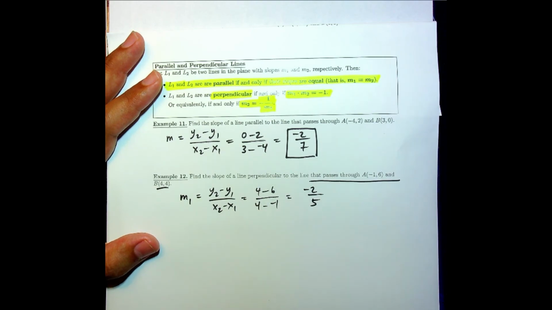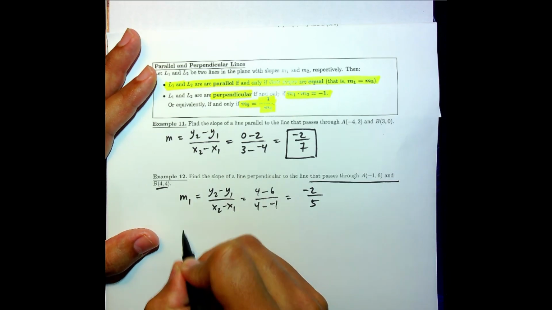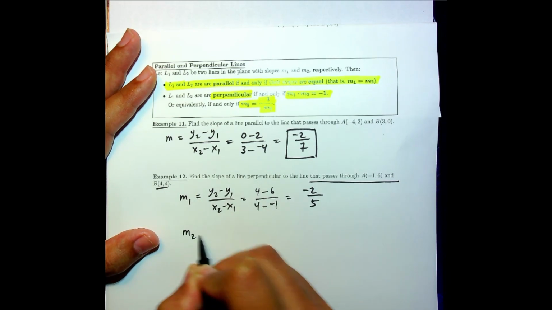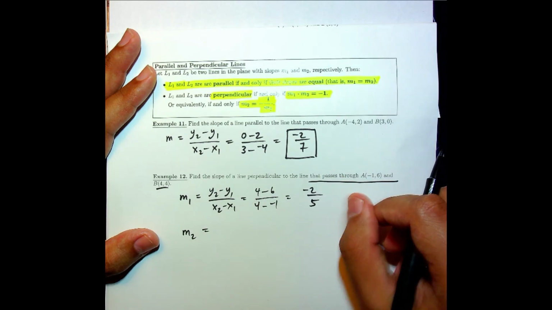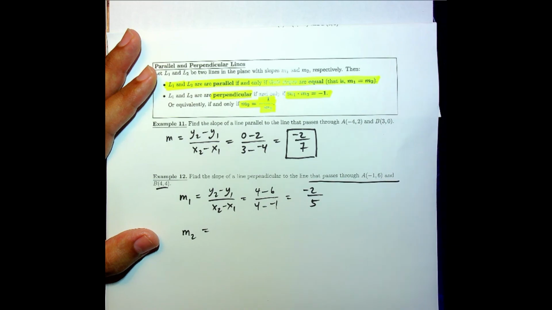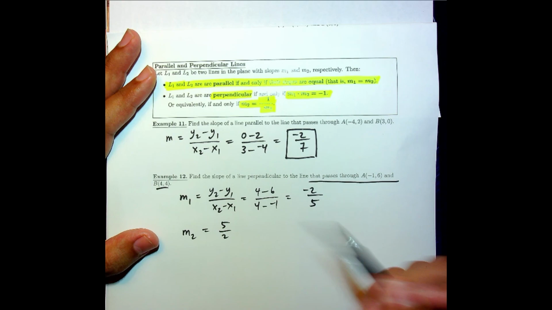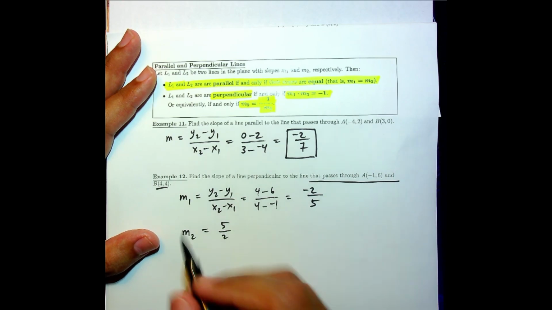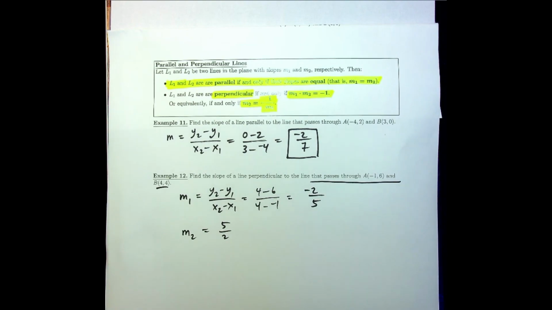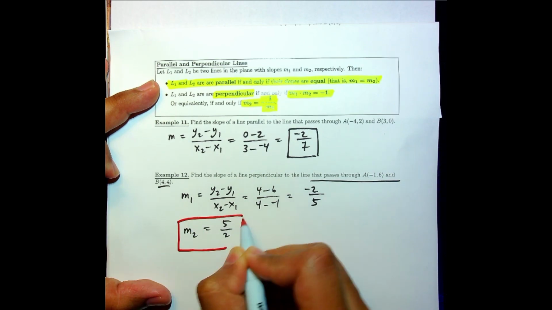We're looking for the slope of a line that is perpendicular to this one. So it's going to be perpendicular, right? That means for the slope of this one, you're going to flip that and you're going to change the sign. So flipping that, we get 5 over 2, and changing the sign, it becomes positive, right? Negative on the negative, which is positive. So that's the answer. The answer is the slope of the line is 5/2.